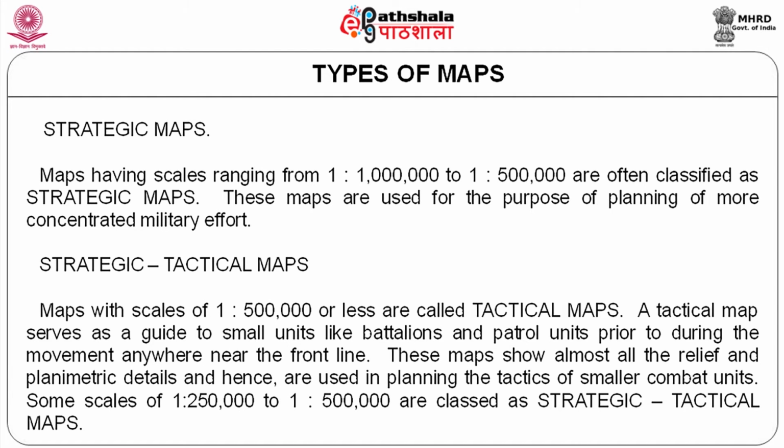When you're talking about strategic maps, maps with a scale of say 1:1,000,000 to 500,000 are all classified as strategic maps. These are used for general planning of more concentrated military effort. Not that the commanders will always be at the site of battle, all of us know that. The next level of people who intend to understand the surroundings, or how to approach the enemy area, use this sort of map.